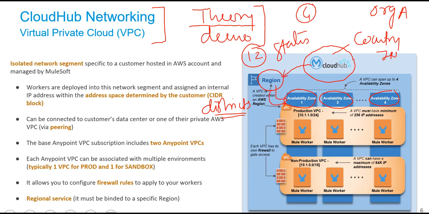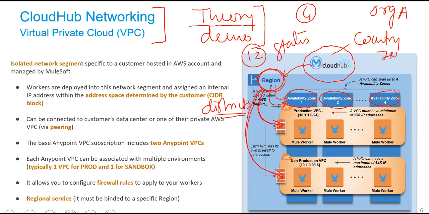Now, where can I create this VPC? So a VPC will always be associated with a region, and this VPC will span across availability zones. Now you know how to decide the size and the region. One region can have multiple VPCs. You can see that one is there and a second one is there. If you go with the default license, you'll get two VPCs. One you can dedicate to production, and one to non-production.